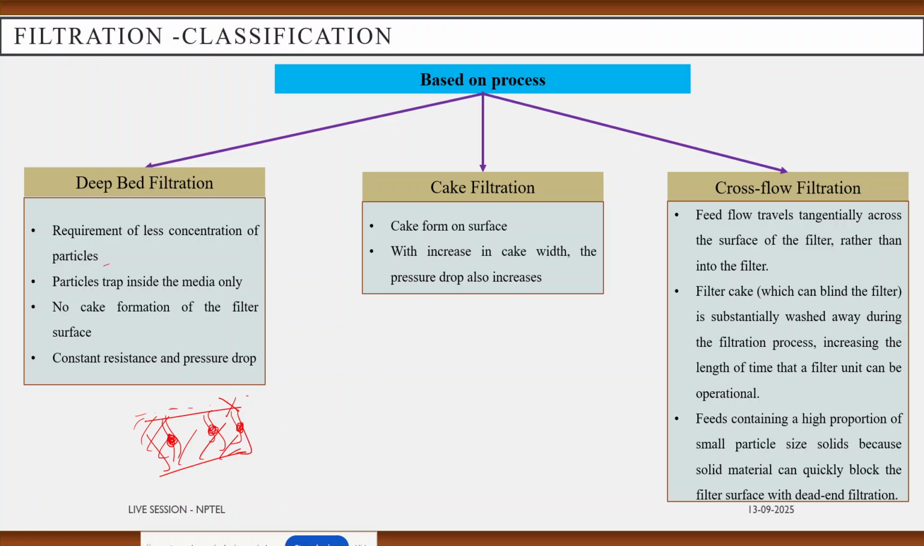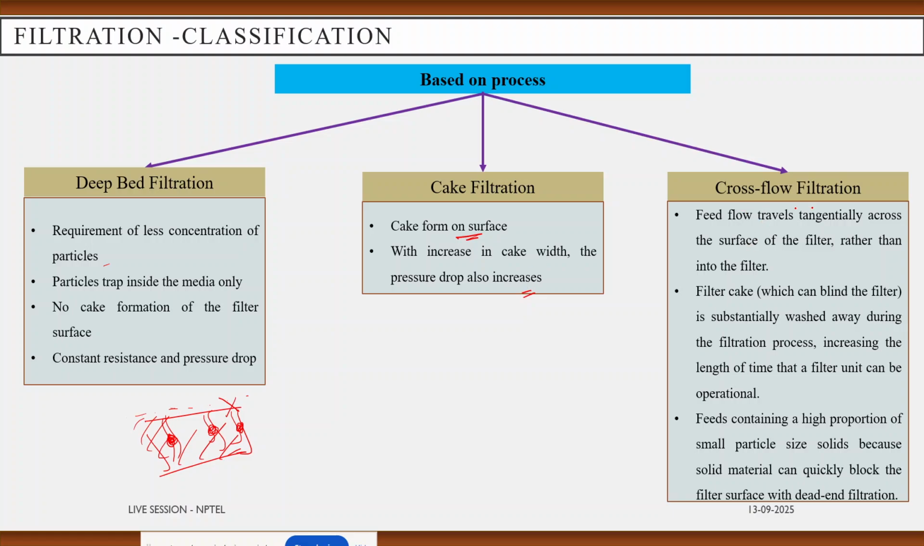The cake filtration is the next filtration process, which is nothing but surface filtration. So cake forms on the surface. With increase in the cake width, the pressure drop also increases over the process.